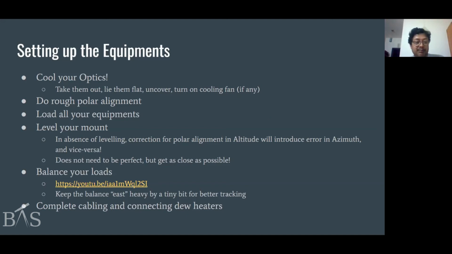Why do you need to level your mount? Technically speaking, leveling your mount and polar alignment are not really related. You can still be polar aligned with the mount not perfectly leveled, but usually if your leveling is too off, then your altitude correction will introduce error in azimuth and vice versa. So you don't want to do that. You have to level your mount to the extent possible, which is why a bubble level on the mount itself is so necessary.